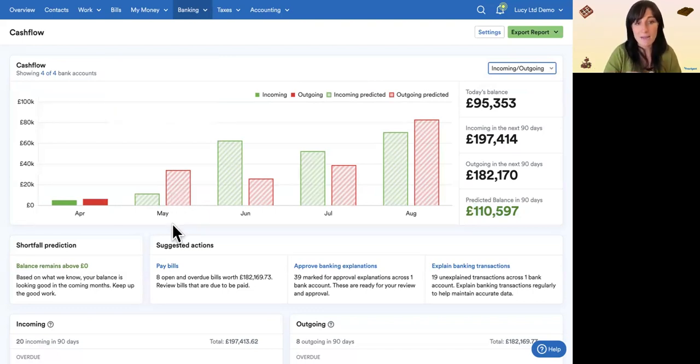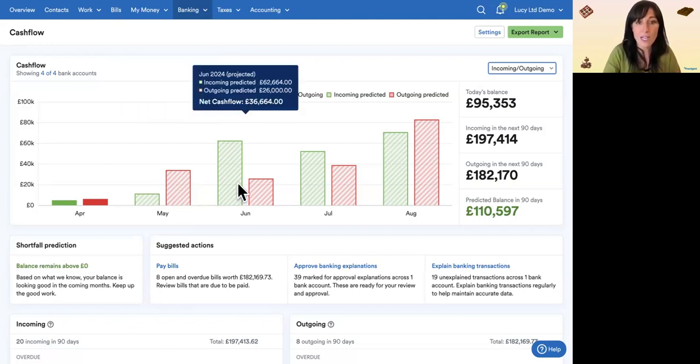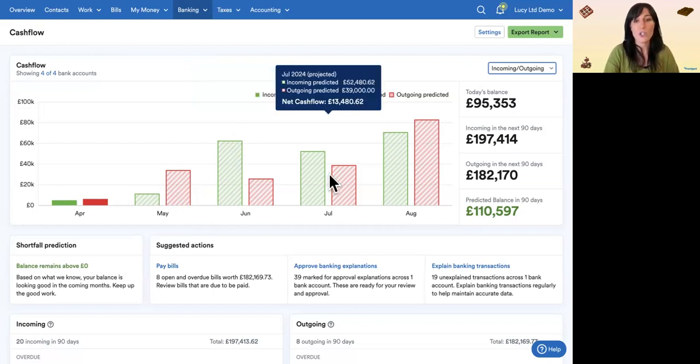So we can see in May, because I was preparing for my increased sales in June for Father's Day, I bought a load of extra stock this month so that I could prepare. So my outgoings are higher than my incomings for that month. In June, I'm predicting that I'm going to have a lot of sales for Father's Day. So I've got a nice big green, and I've got a positive cash flow of £36,000 up at the top. July, we're still looking quite strong in sales.